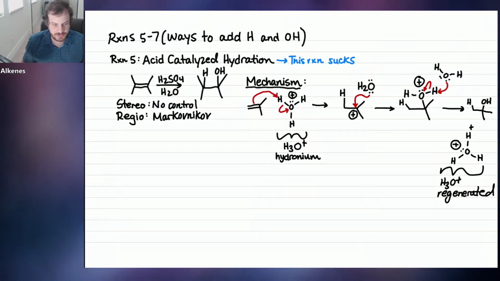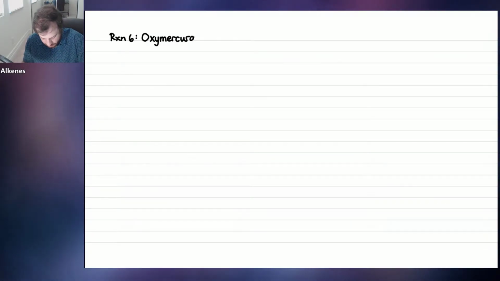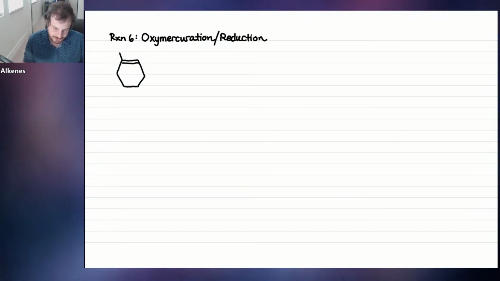What's reaction 6? Good news about reaction 6, no mechanism that you need to memorize for this class. The mechanism is very complex. So reaction 6 is coming up next. In reaction 6, we're going to call this the oxymercuration reduction. As the name implies, it's a two-step process. And it essentially does the exact same thing as reaction 5. It just does it way better. The only downside to reaction 6 is it uses toxic mercury, which is, of course, highly poisonous compounds with mercury.